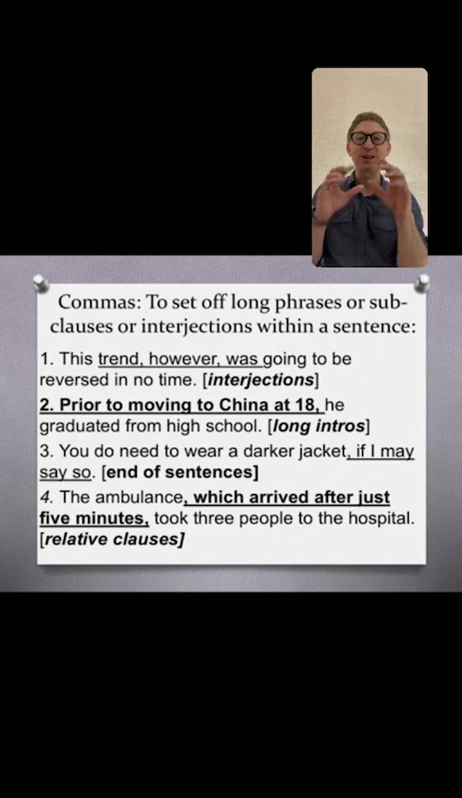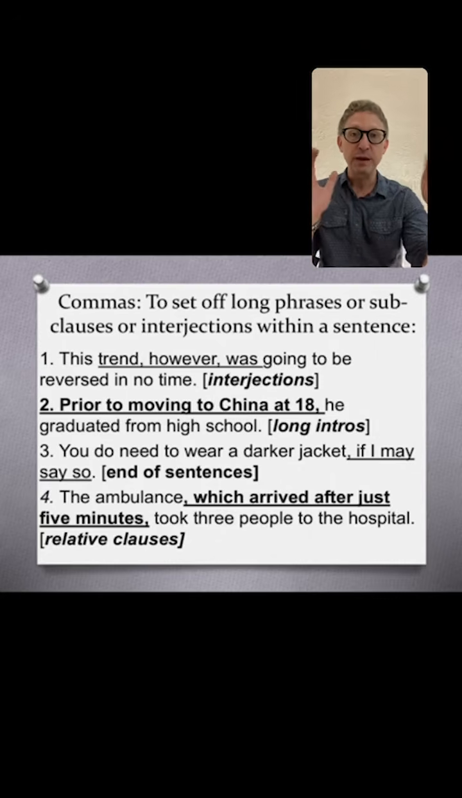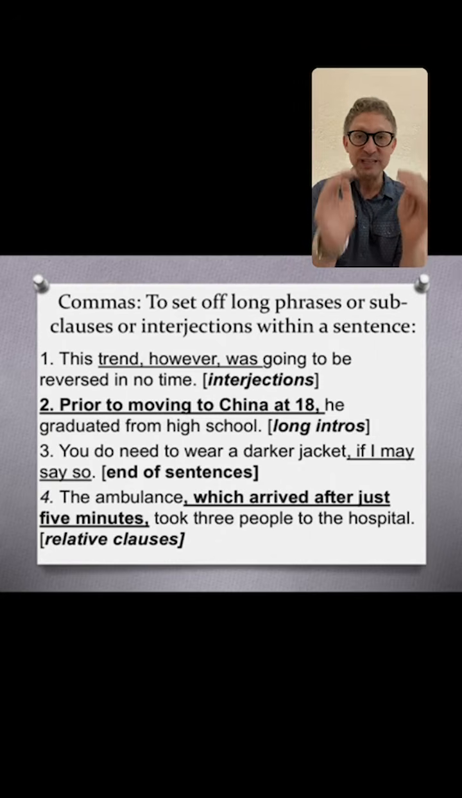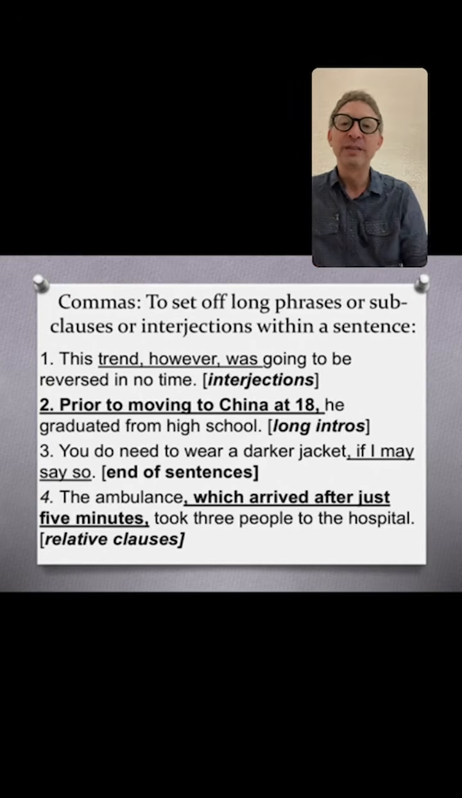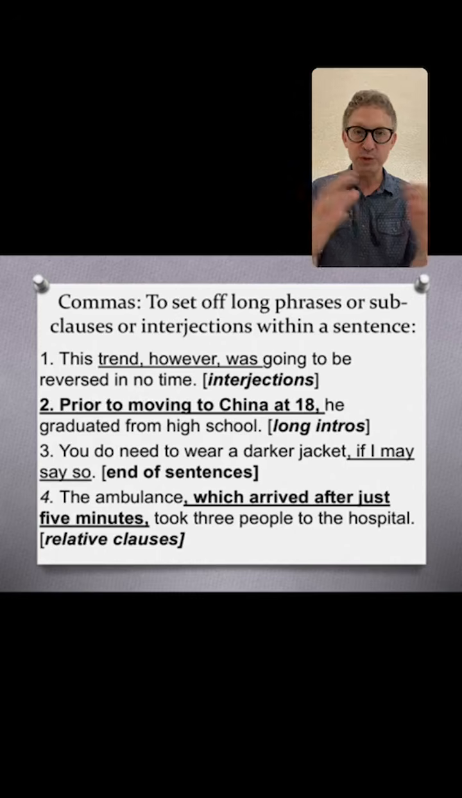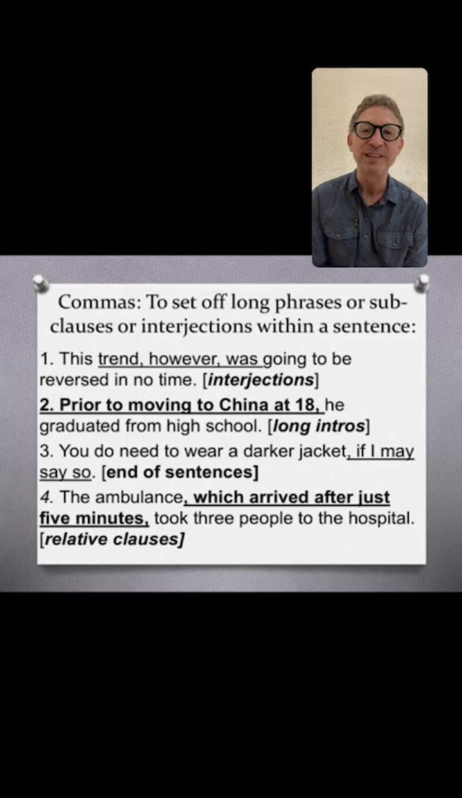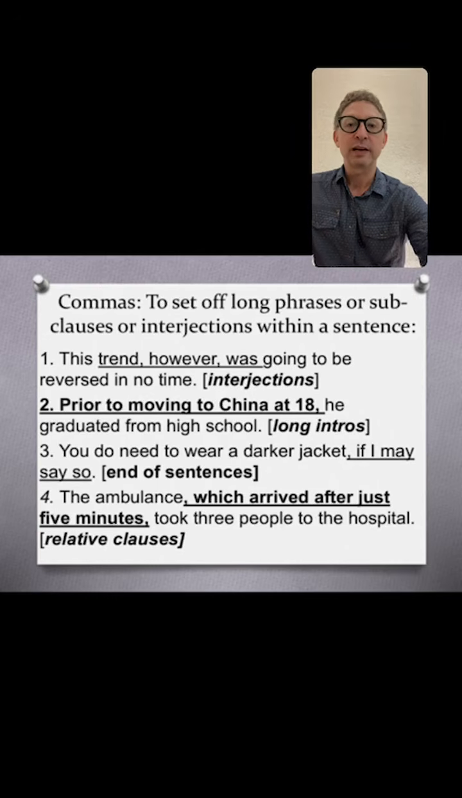And so what the commas do is they show the reader, okay, read these words together and find meaning, and read these words together. It helps you group words together and quickly understand it. Punctuation is sign language. All right, I hope that's clear.